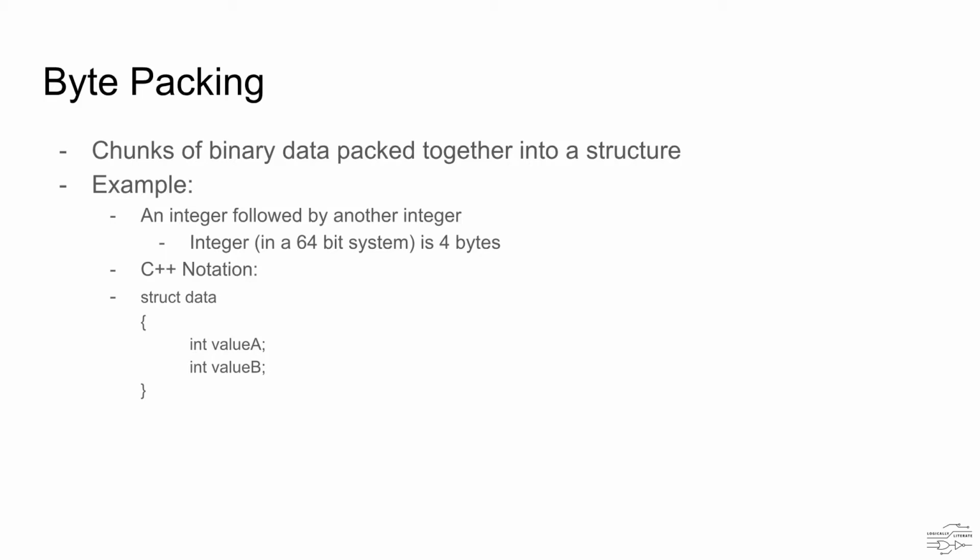In a 64-bit system, integers are 4 bytes large, so this entire data packet would be 8 bytes. Now if we had different types of data storage containers within the structure, it could change the overall size based on its byte alignment, which we'll talk about next.